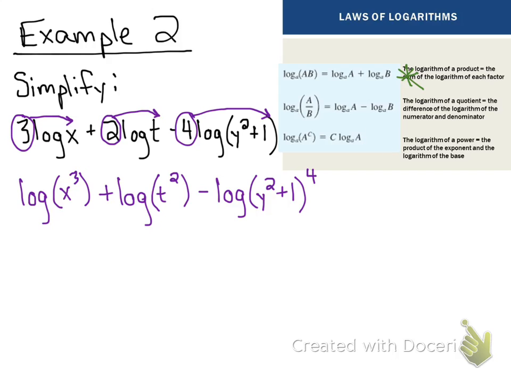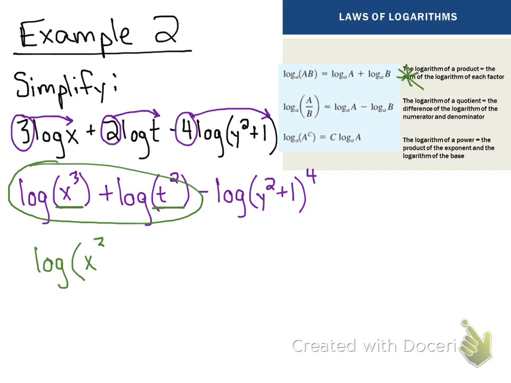Next, I'll take a look at the property that involves condensing logs that are being added together. So that applies to, in this expression, the first two terms that we have. Those are connected by addition. So what we're taking the log of, x to the third and t squared, those are now going to be connected by multiplication in a single logarithm. So that will turn into the log of x to the third times t squared, and then the subtraction part doesn't change as of yet.